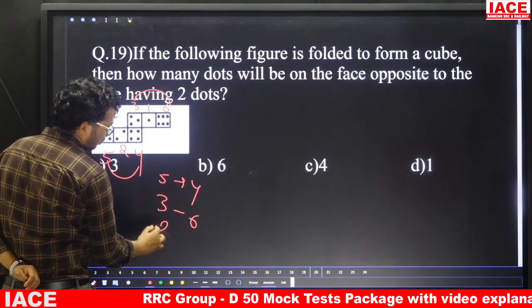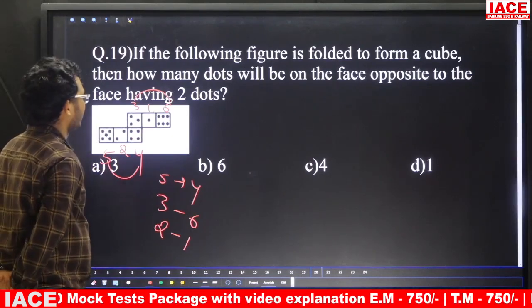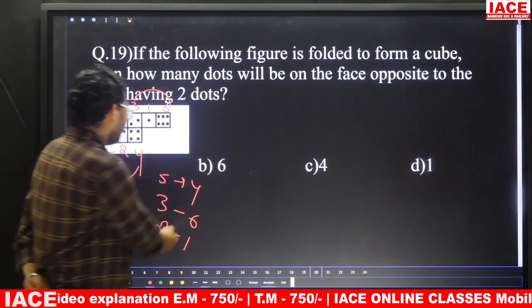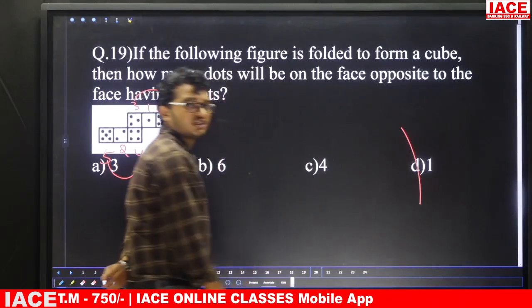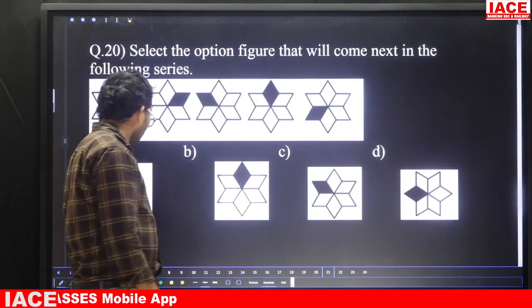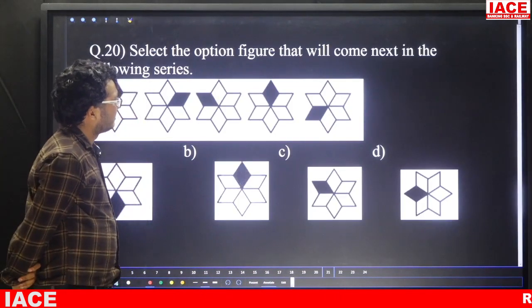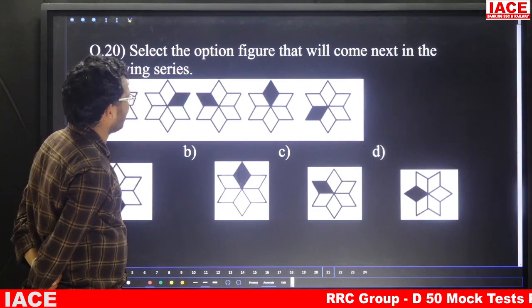2 is opposite to 1. Our requirement is what? 2 dots opposite is what? 1 dot, so the answer is what? Option D. Question number 20, select the option figure that will come next in the following series.